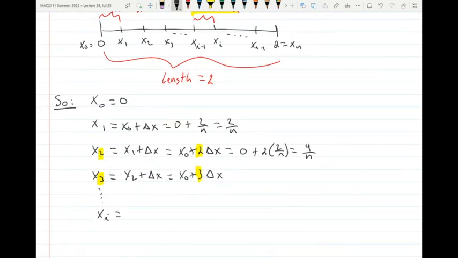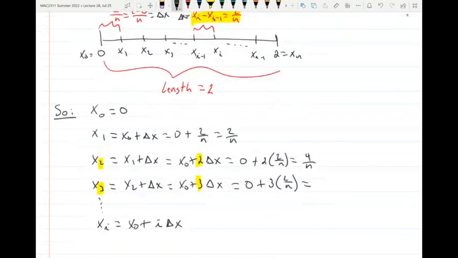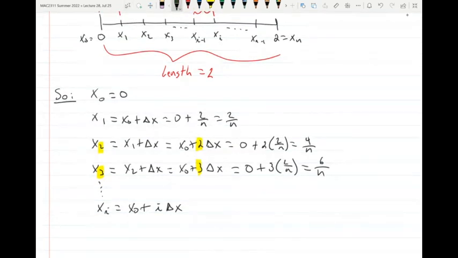x0 plus i times delta x. Yes? All right? So notice that this was 0 plus 3 times 2 over n, because our delta x is 2 over n. So that would be 6 over n. Okay? And then finally, by the way, let me keep it like this: 2 times 2, then 3 times 2.